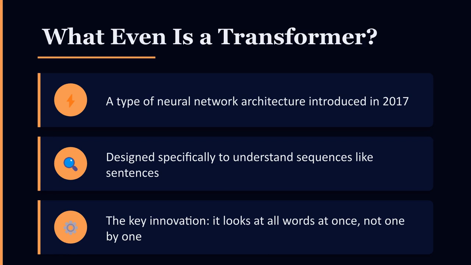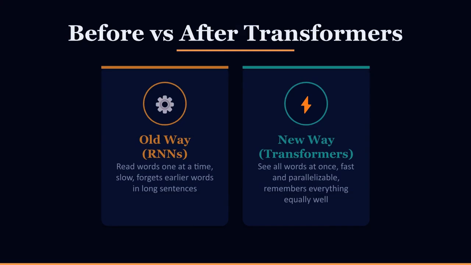Before transformers, we used something called recurrent neural networks, or RNNs. Think of an RNN like reading a book by looking at one word, then closing your eyes, then looking at the next word. By the time you reach the end of a sentence, you've kind of forgotten how it started. Transformers fixed this by looking at every word simultaneously, like having the whole sentence laid out on a table in front of you.